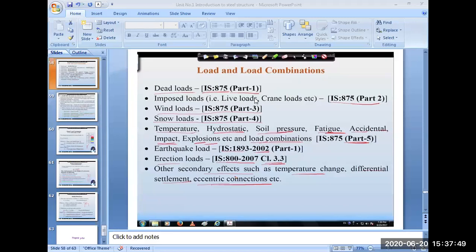Part 1 is the dead load of the structure. Then IS 875 part 2 is related to live load. IS 875 part 3 is related to wind load, part 4 is related to snow load, and part 5 is related to temperature, soil pressure, fatigue, and accidental impact.